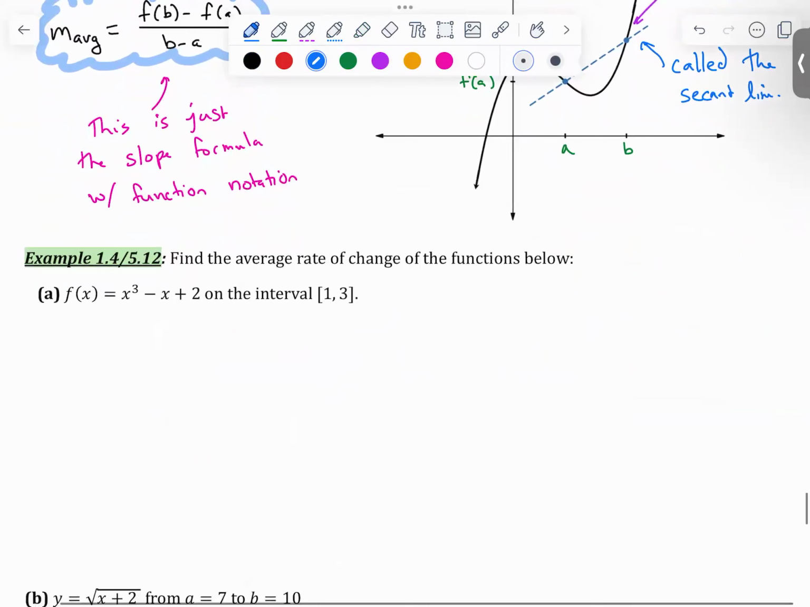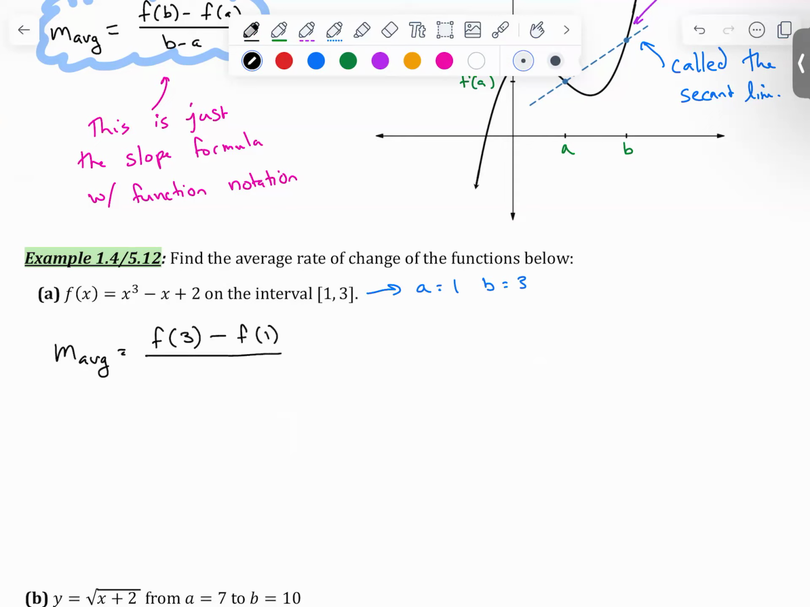The first one is the function f of x equals x cubed minus x plus 2 on the interval 1, 3. Since it's on the interval 1 to 3, that means our a value is 1 and our b value is 3. So m sub avg, by the definition, is f of b minus f of a over b minus a. That would be f of 3, our b value, minus f of 1, all divided by 3 minus 1.